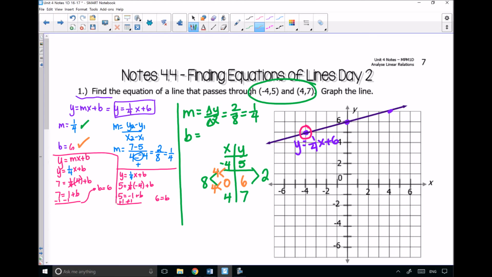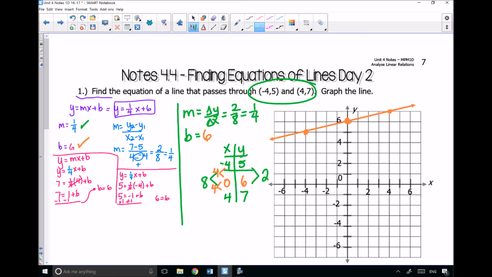Okay? And then the last method that we have in order to figure this out is to just graph it out, right? So if I were to graph out my points and see what would happen, this is what we would get. So we know that it's going to pass through the points -4, 5, as well as 4, 7. Okay? So when I see my line right here, I can see that it starts at 6, so therefore my b value is 6 right here.